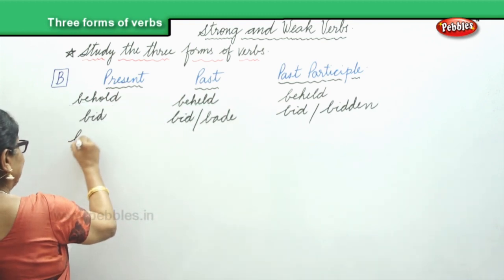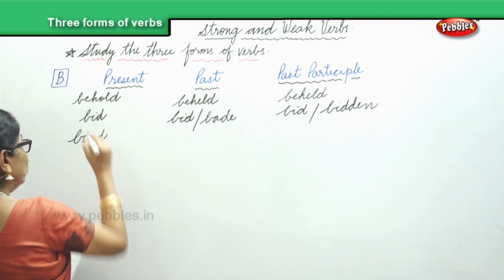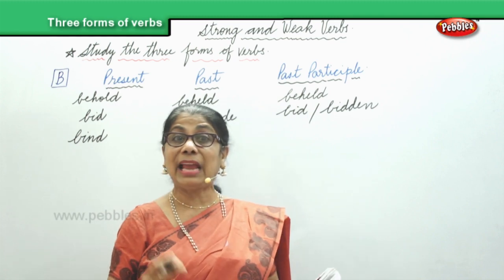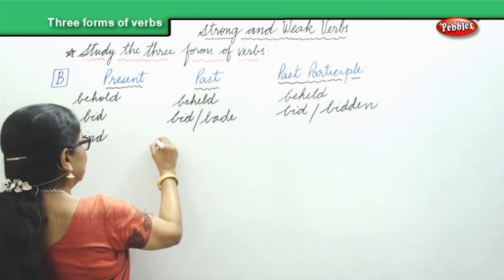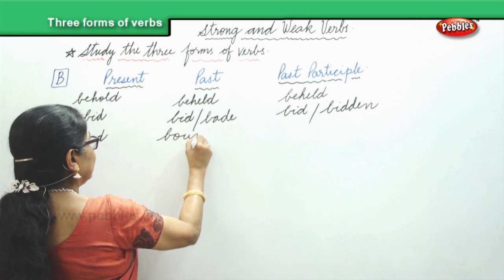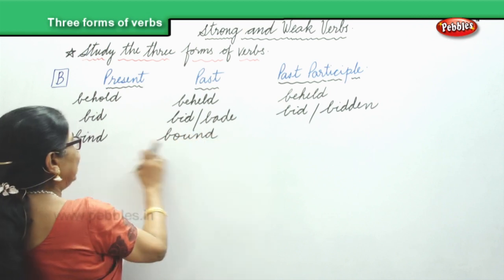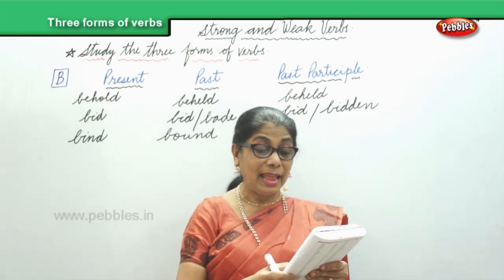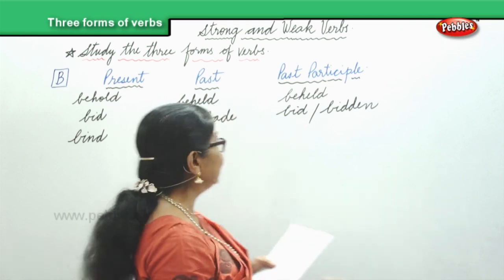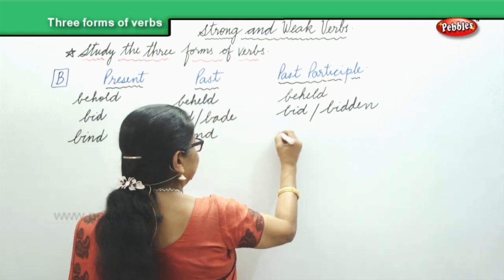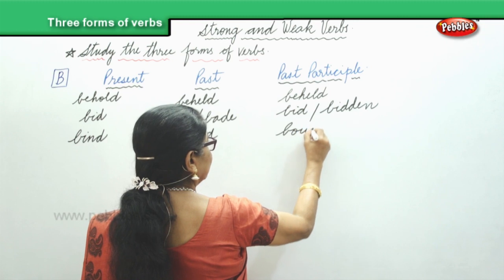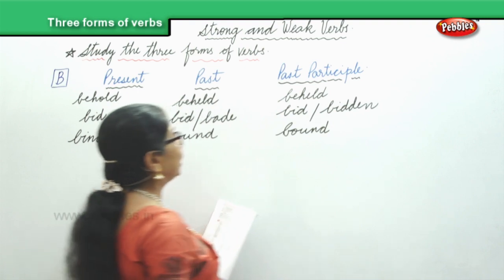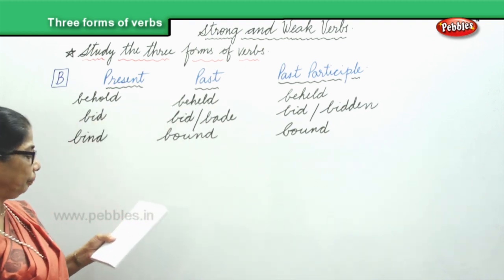Now, bind. You bind up something. You bind your wound or bind the bundle, whatever. You bind something. Then you can say, I bound. Bound. Changing the vowel inside, I, you become bind, bound. O-U added. And for the past participle, again it is the same, bound. The past and the past participle are the same.